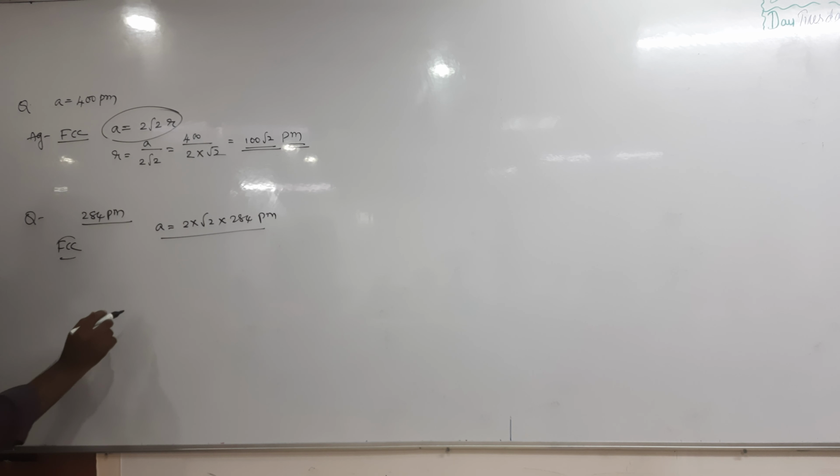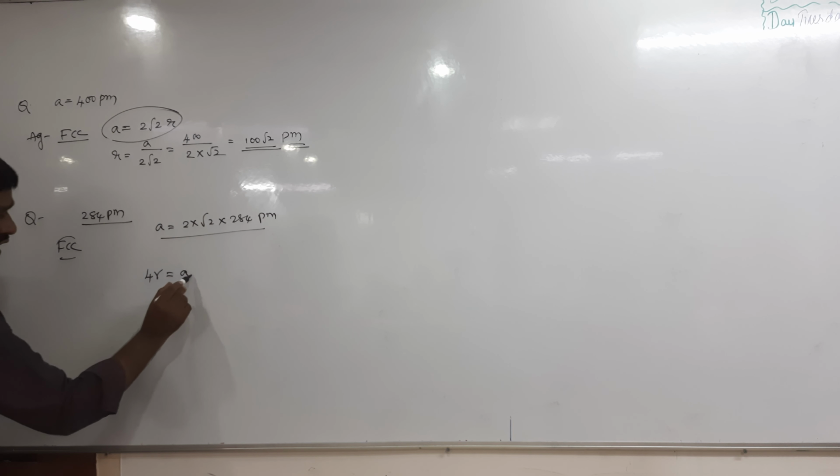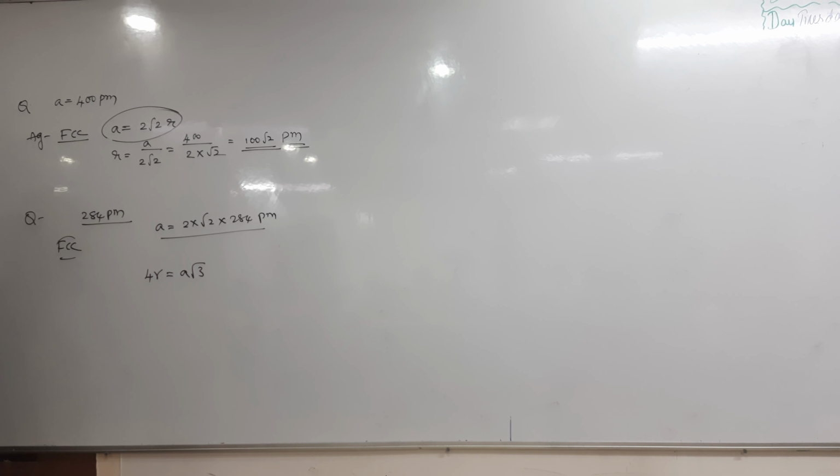So 62.5 into root 3 picometer. Root 3 value is 1.73. Multiply with 1.73, you will get the simplified answer. So therefore, length of body diagonal line, 4R equal to A into root 3. A value given, multiply with root 3: 250 into root 3, 250 into 1.73.